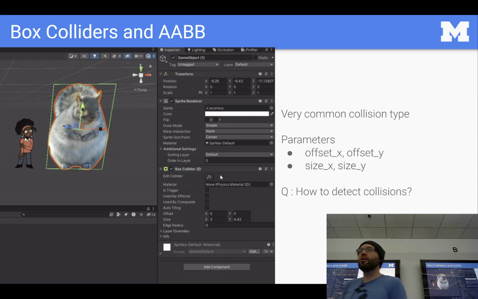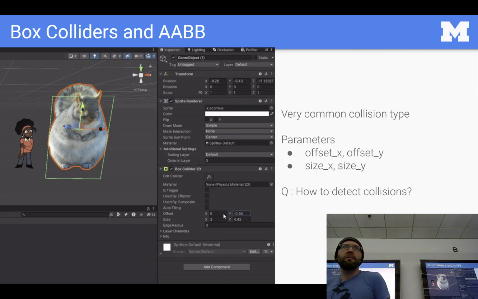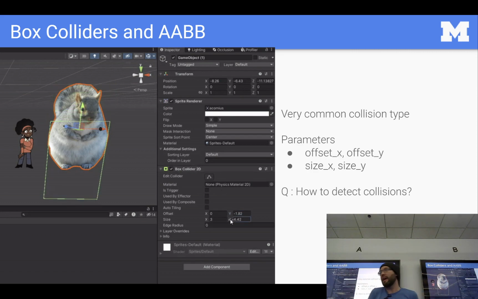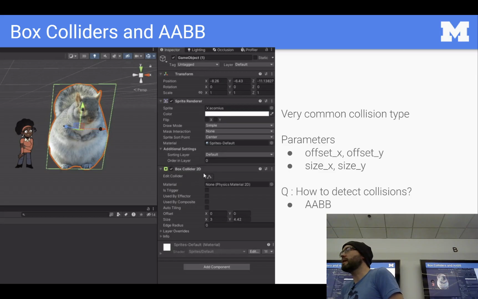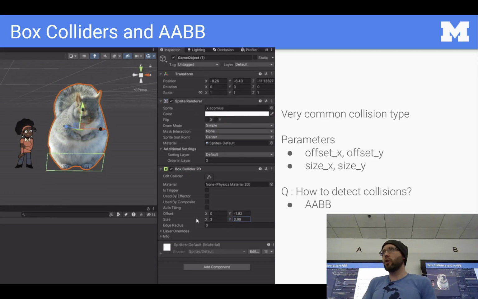One question is how to detect collisions. And there's a pretty famous, very simple, once you understand it, algorithm for doing this, okay? It's called AABB. It's the kind of thing that very well might show up on interviews. And if you're making your own collision detection, this works super well.